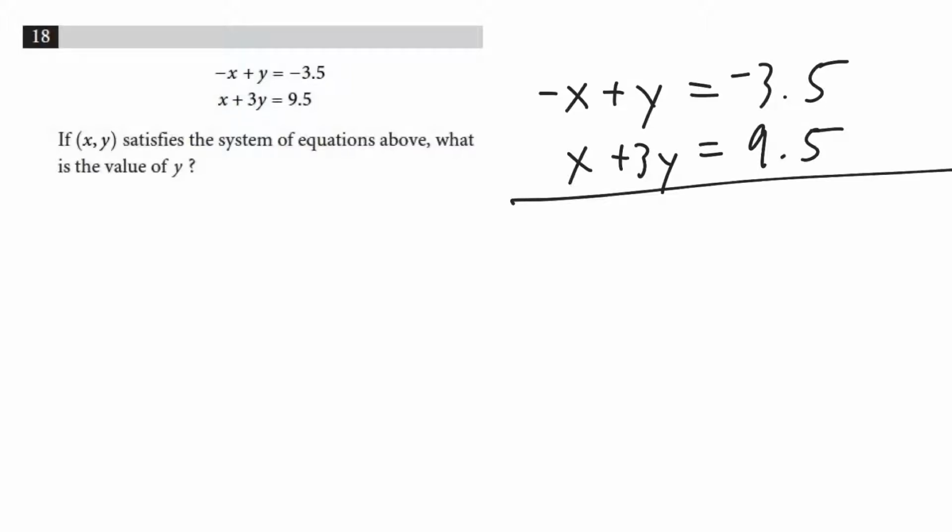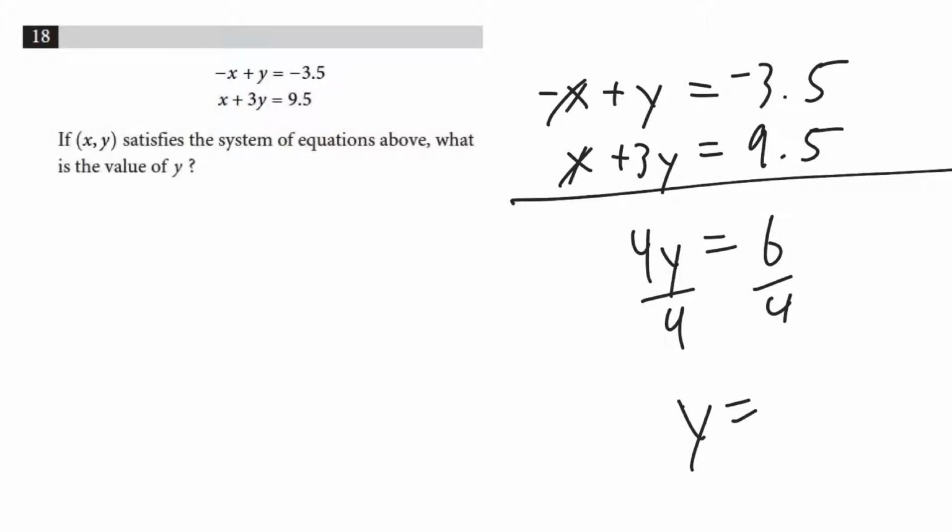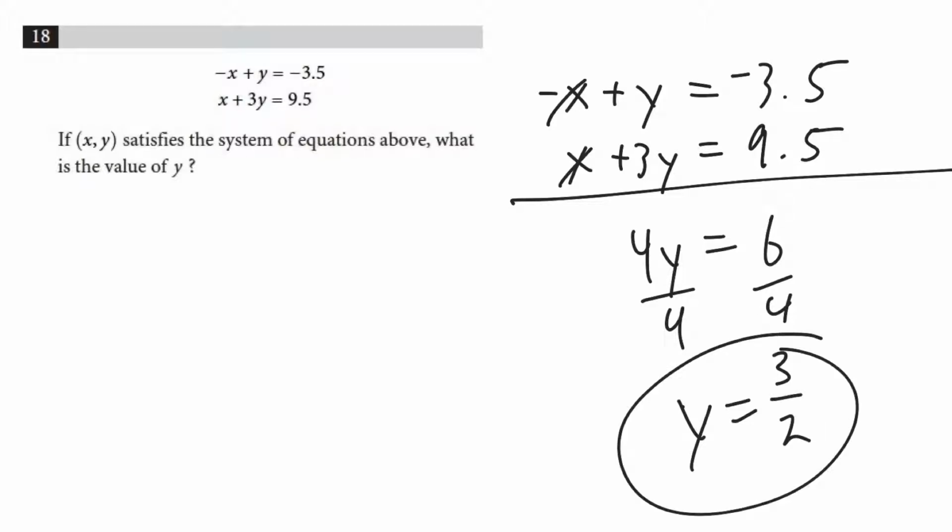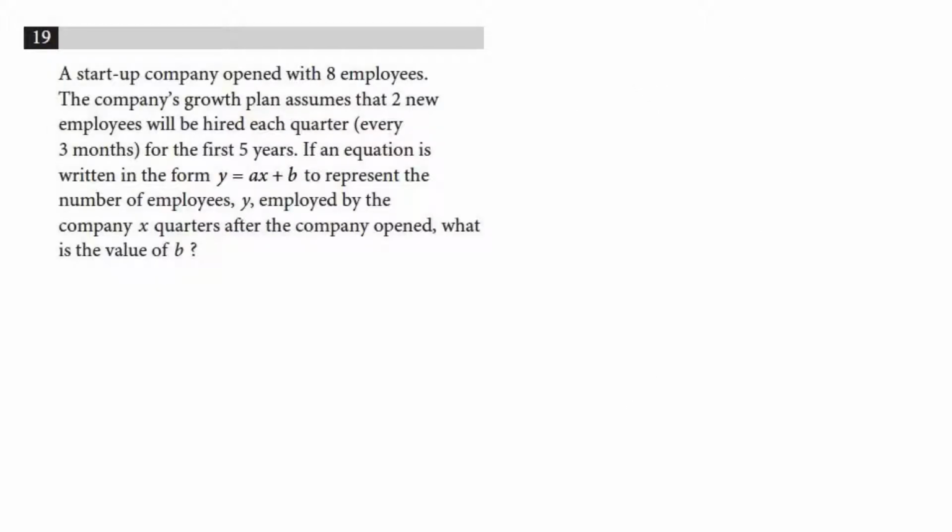So if I add these two equations together, my x terms are going to cancel out, and then I've got 4y, and then this is going to be 6. Okay, so divide both sides by 4. Y equals, and I guess I'll reduce that. That'll be 3 halves. So y equals 3 halves.